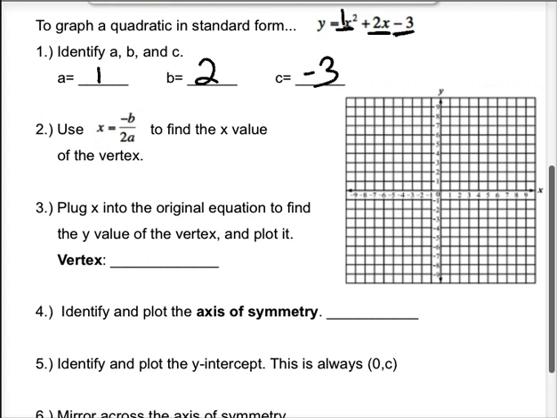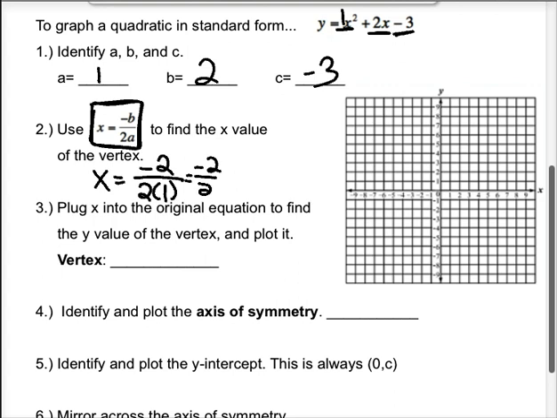So once you've identified a, b, and c, just like with vertex form, the first thing we're going to do is actually find the vertex. Now, we have a little formula we have to know this time. So this formula needs to get ingrained into your brain. I know you learned it 2 years ago for Expo. Now it's time to relearn it for me. Negative b over 2a. So x equals negative b over 2 times a.